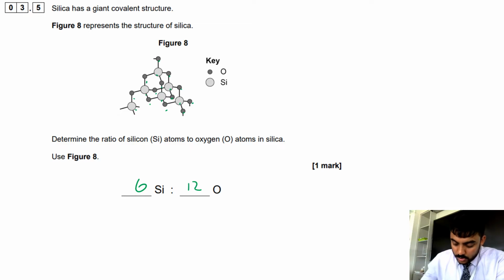However, when you do ratios, you have to do it in the smallest sort of ratio possible. And so you have to simplify it. Simplifying this gives you 1 to 2.